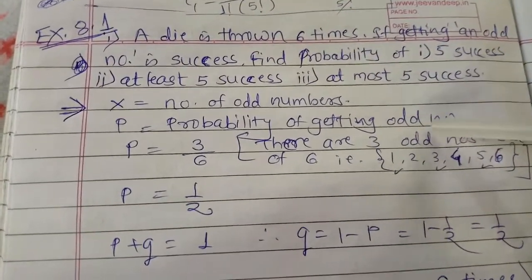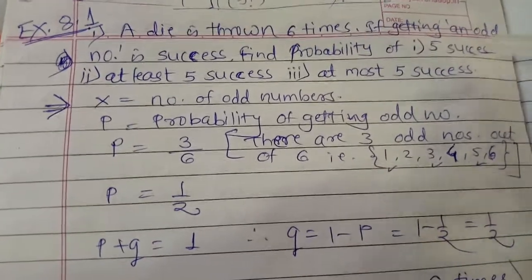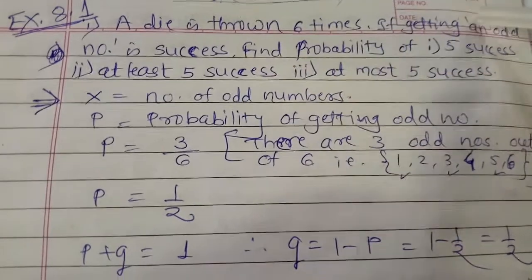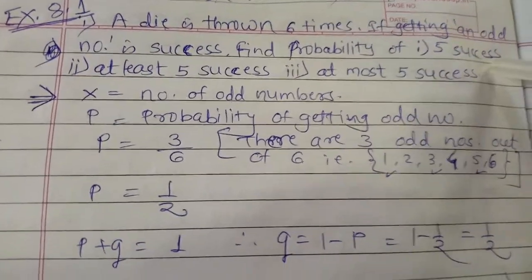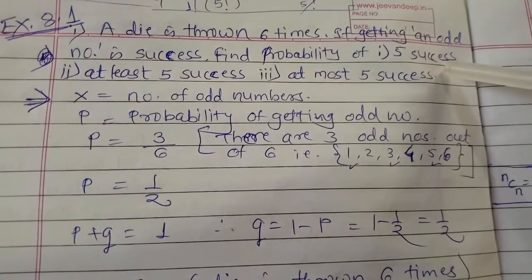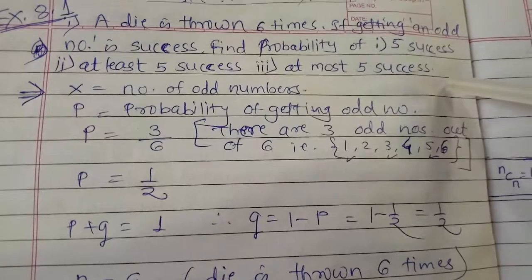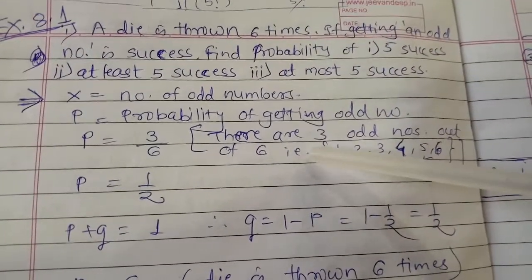So see the example. A die is thrown 6 times and if getting an odd number is success. See, in your example you are given the success, that is getting an odd number is the success. So find the probability, that is first, 5 success, second one at least 5 success, and third one is at most 5 success. Now see how to write down the example formula-wise.